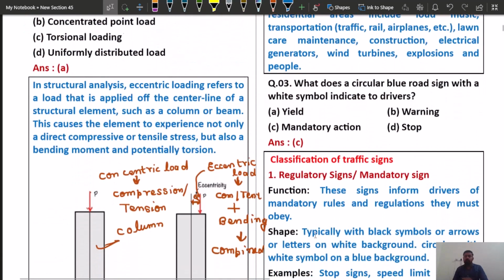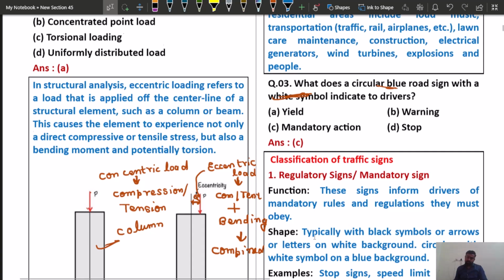Next question, what does a circular blue road sign with a white symbol indicate to a driver? In this question asking about a circular blue road sign which has a white symbol. What will this symbol indicate to a driver? Yield, warning, mandatory action, stop.